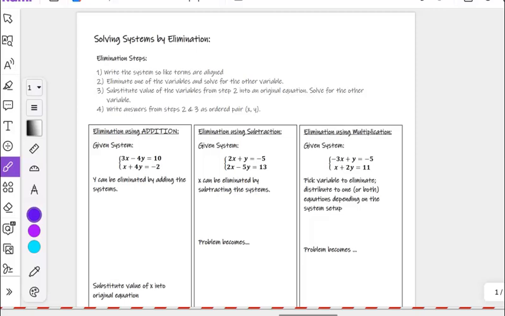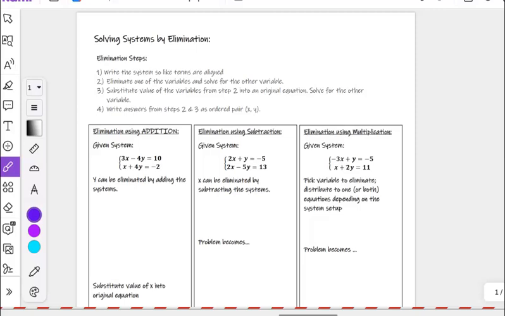Okay, this video is about solving systems of equations by elimination. The steps for elimination would be: write the system so like terms are aligned, eliminate one of the variables and solve for the other variable, substitute the value of the variable from step 2 into an original equation, and solve for the other variable. And then write your answers from steps 2 and 3 as an ordered pair (x, y).